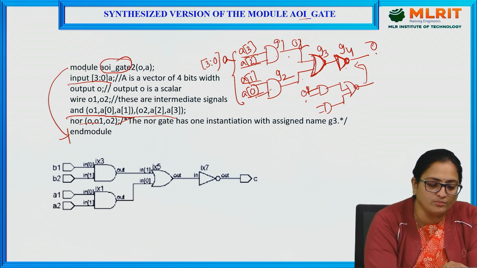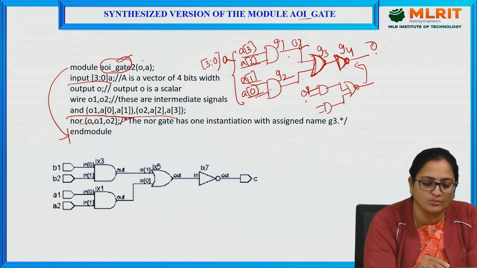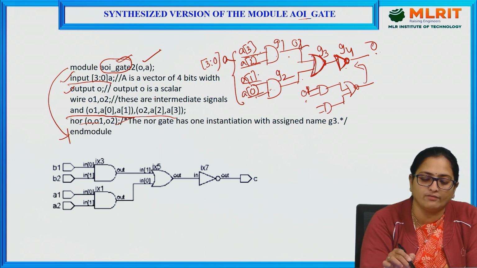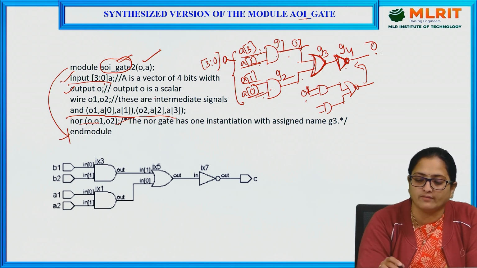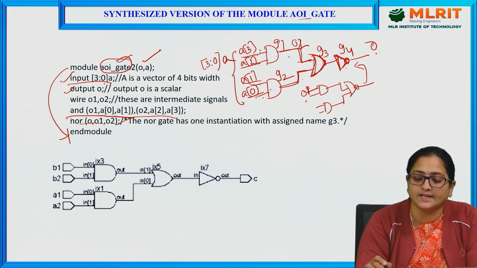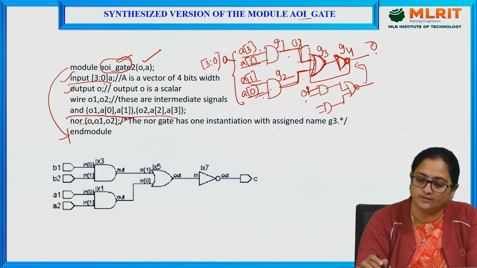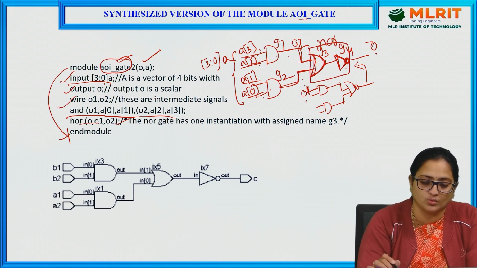Just they have given the module name, ports, declared the input port and output port. Here we have 4 inputs, so these inputs are given with the vector notation. And we need wires to connect the AND gate to a NOR gate. This is a NOR gate. So declare the wires O1 and O2.